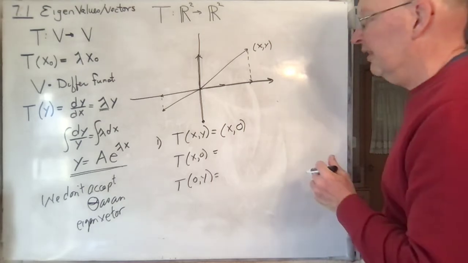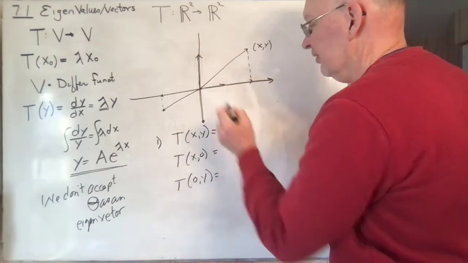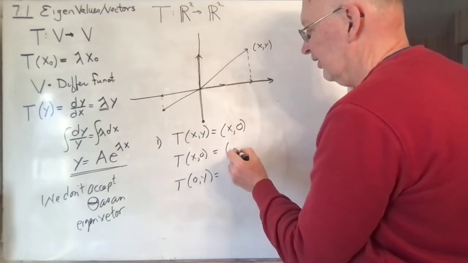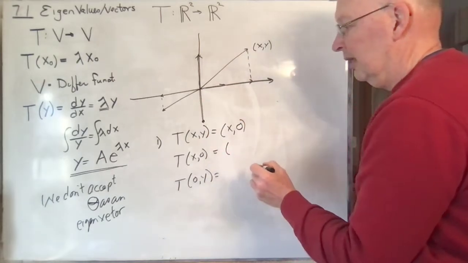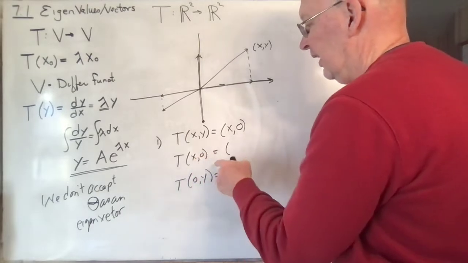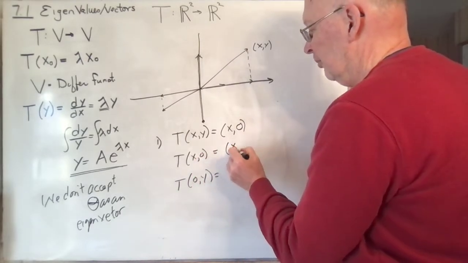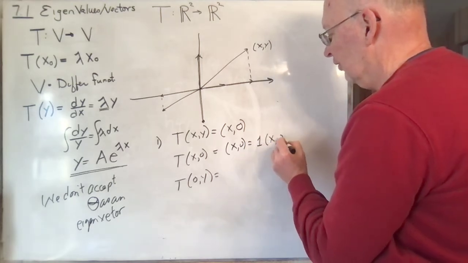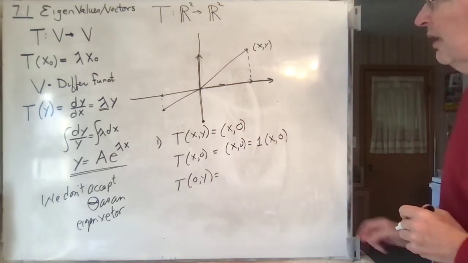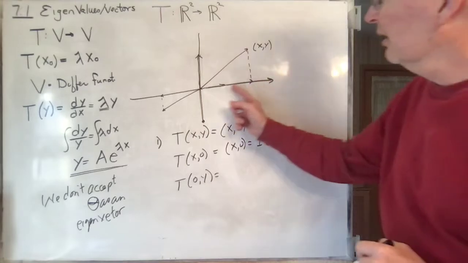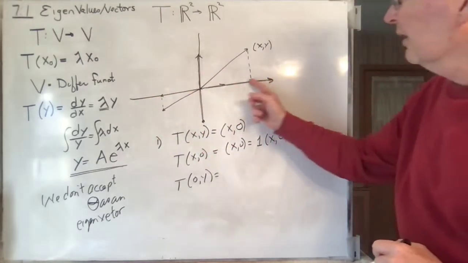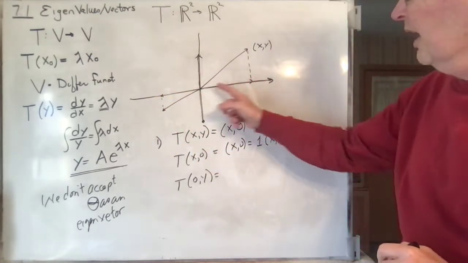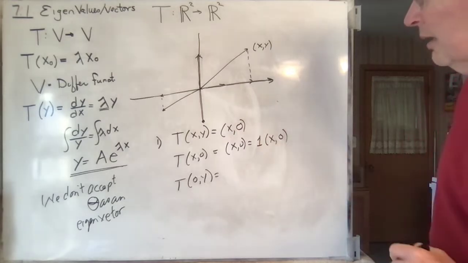Notice that anything along the x-axis is going to just get sent straight to itself. See that again? So T of x0 is going to be x0, which is just 1 times x0. So it just gets sent to itself. So everything along here is going to be an eigenvector, where the eigenvalue is 1.